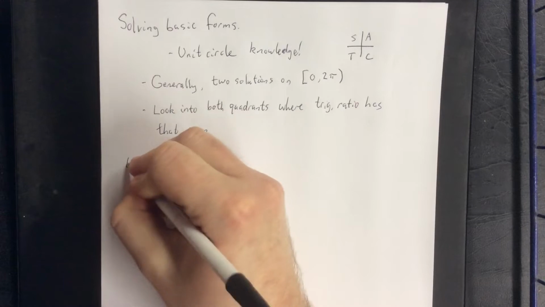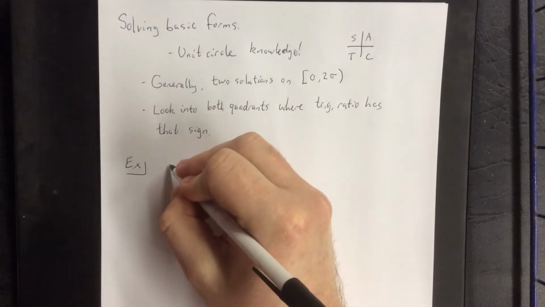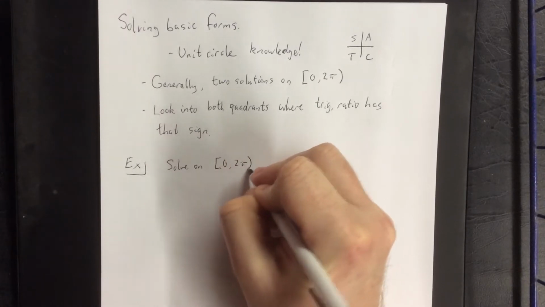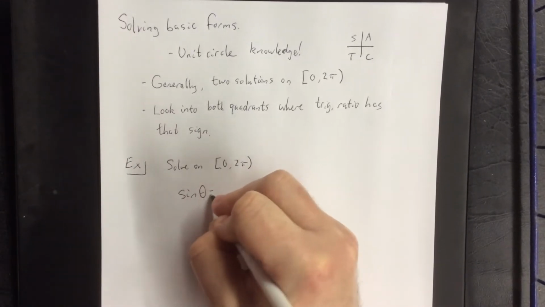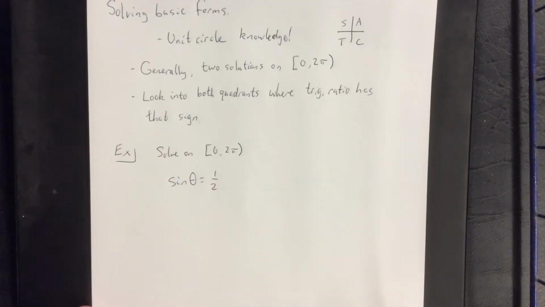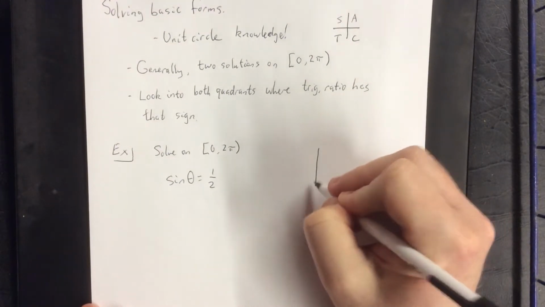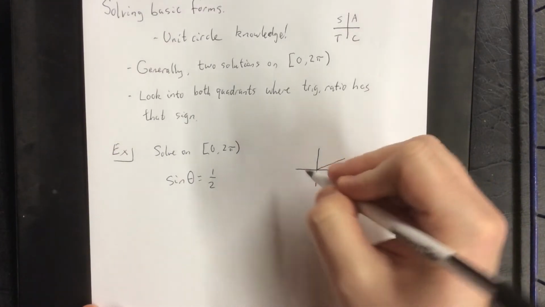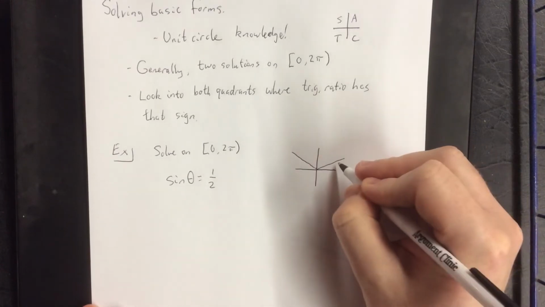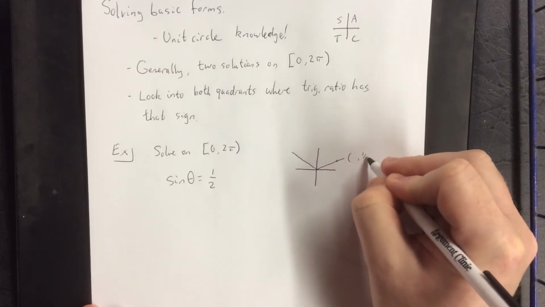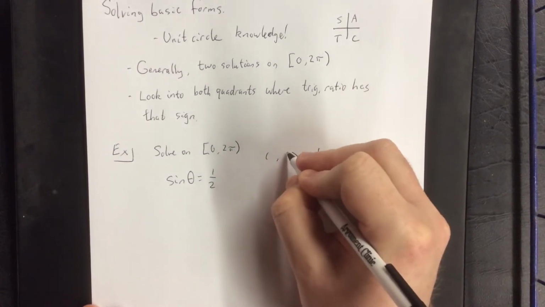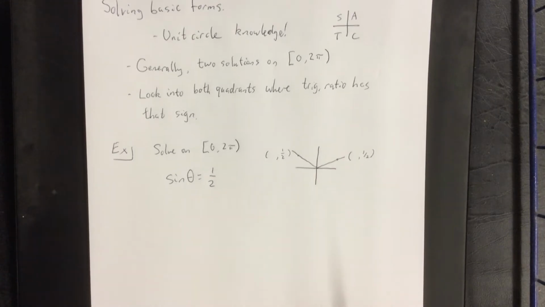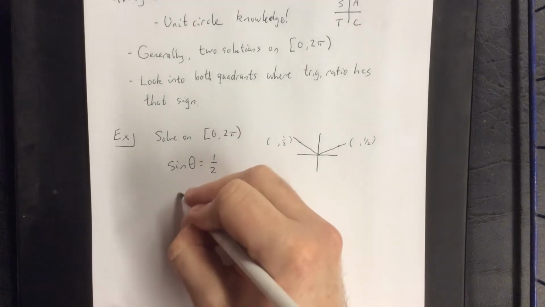For example, if I say solve on the interval from 0 to 2 pi, we'll start off nice and basic. The sine of theta is equal to 1/2. Now, given that we have the sine, and given that it is a positive ratio, that means that we're going to be looking for a quadrant 1 angle and a quadrant 2 angle, where somewhere in those two quadrants, the corresponding y-coordinate on the unit circle is equal to 1/2. If you can identify these two angles, then you have identified the solution on 0 to 2 pi.